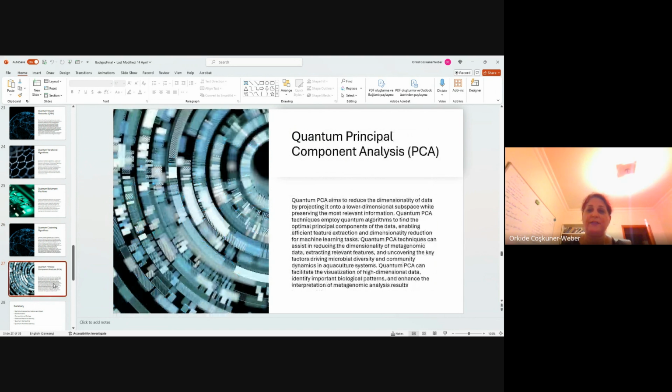And then finally, we have quantum principal component analysis. These aim to reduce the dimensionality of data by projecting it onto a lower dimensional subspace while preserving the most relevant information. Quantum PCA techniques employ quantum algorithms to find the optimal principal components of the data, enabling efficient feature extraction and dimensionality reduction for machine learning tasks.